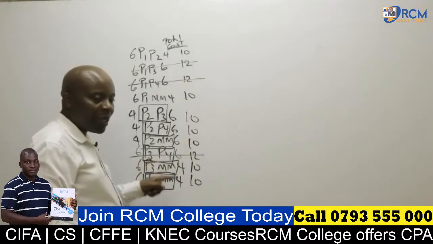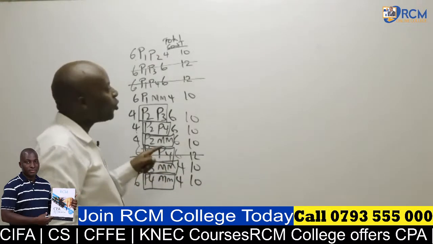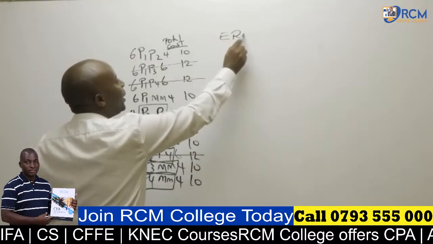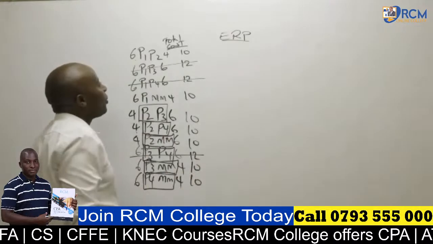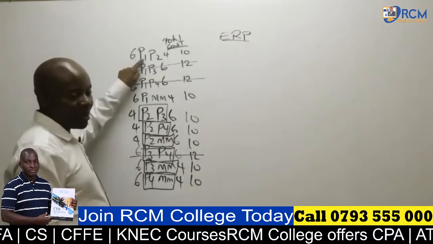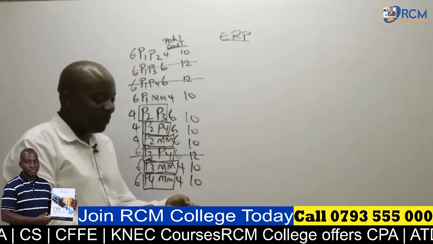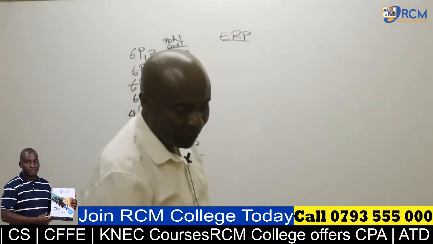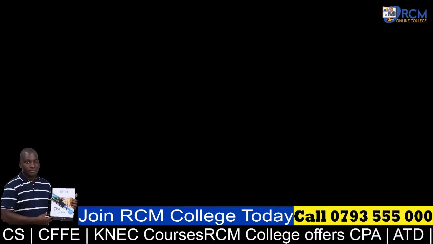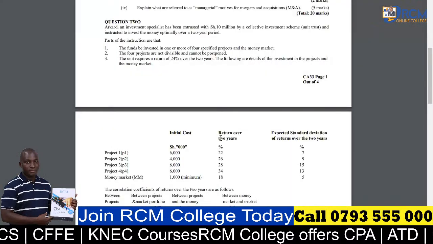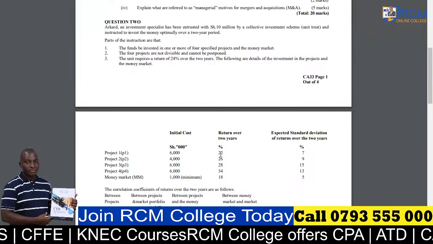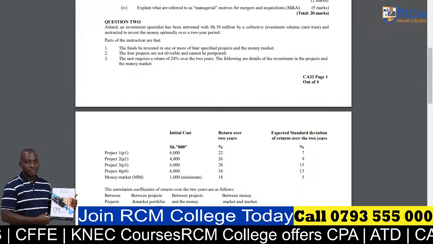Right? Now from there, ladies and gentlemen, I want us to go to the expected returns. Is there anybody who is able to see the expected returns? Are you able to see the expected return of P1? Have they given us the return of P1? They're here. Return over 2 years. P1 return is 22%.